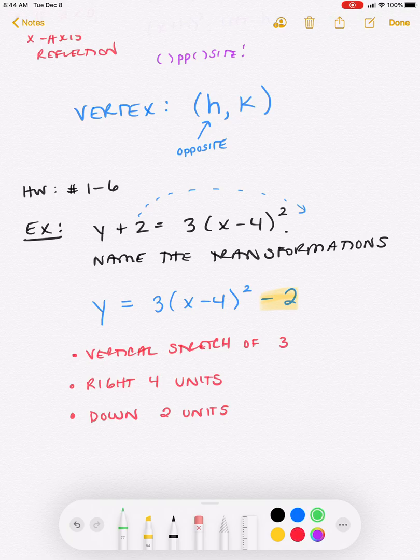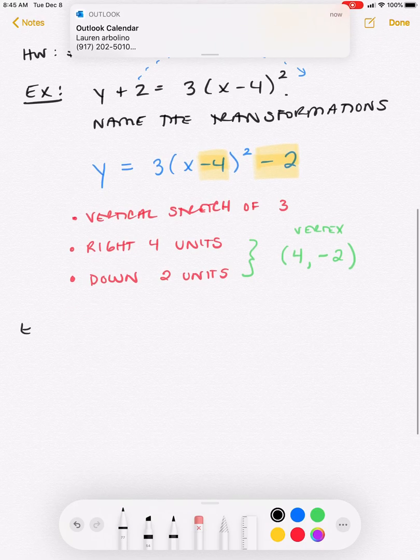Now, just to add this in, let's remember the vertex comes from these two parts right here. If it's shifted right 4, then the x-coordinate is going to be positive 4, and down 2 is going to make the y-coordinate negative 2. And so that is how we can, by looking at the equation, look right here at the highlighting: if we take the opposite of this number, positive 4, comma this number, that right there is going to be the vertex.